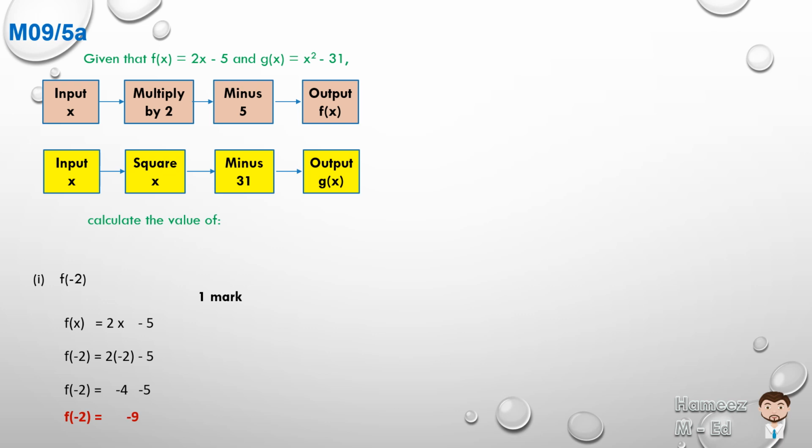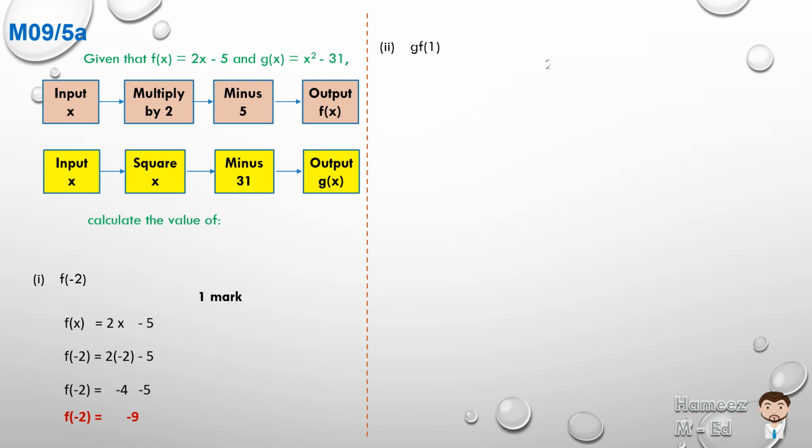Another way we could have looked at this, because it's only worth 1 mark, then we're actually getting the 1 mark for the answer. So if we looked at our flowchart that we put above, if the input is minus 2, that's what we started with, then what do we do with it? We multiply by 2. So that will give us minus 4. And then we minus 5, minus 4 minus 5, and our output will be minus 9.